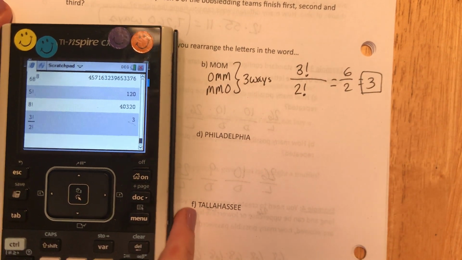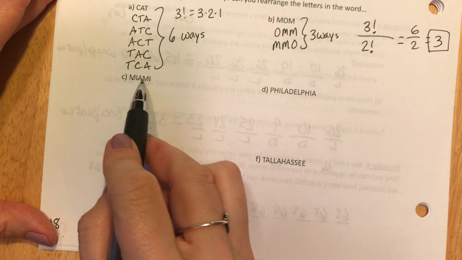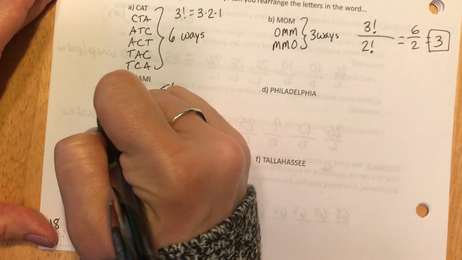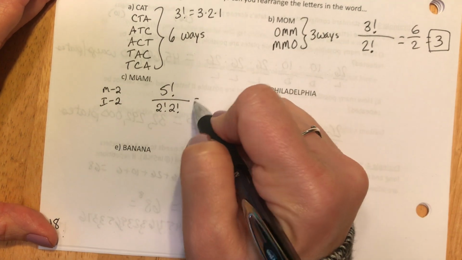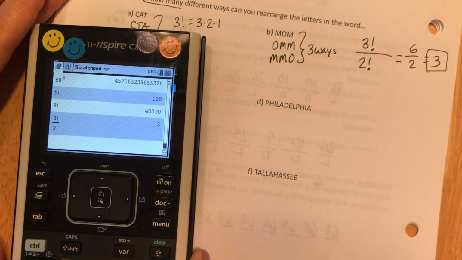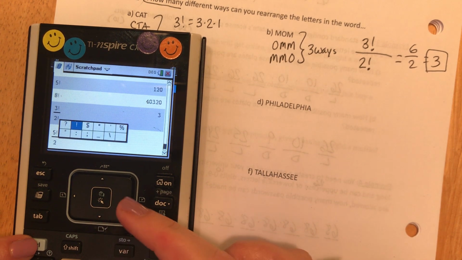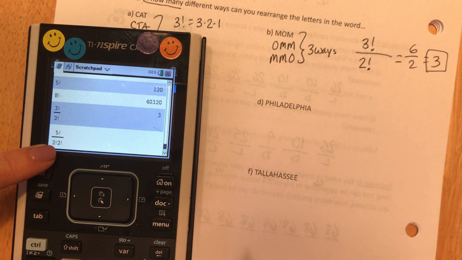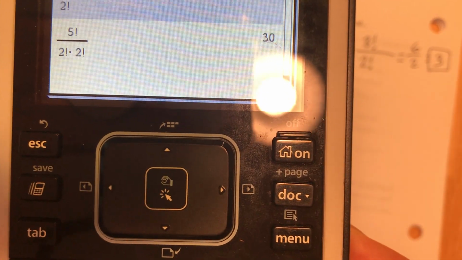All right, so let's try a couple more. Let's try Miami. Miami is 1, 2, 3, 4, 5 letters. But there are 2 M's and there are 2 I's. So you're going to have 2 factorial in the denominator. Make sure you use the control divide. Do control divide 5 factorial over 2 factorial, 2 factorial. Make sure both 2 factorials are in the denominator. You see that? Like that. Okay, and then when you press enter, you get your answer, 30.